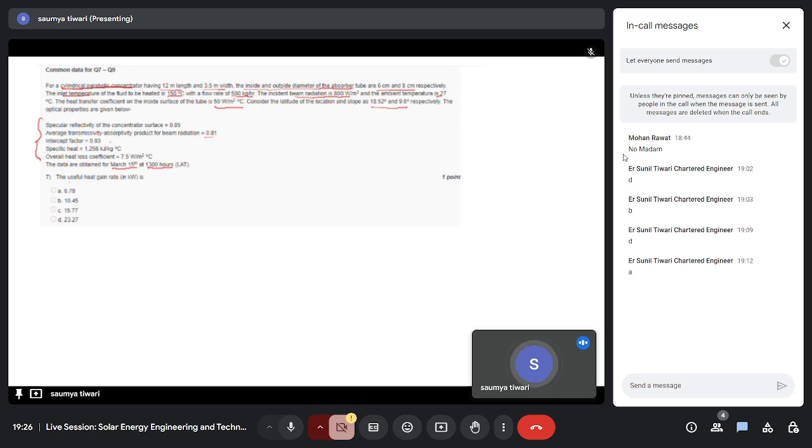Now, what will be the useful heat gain in kilowatt? That we have to calculate. And from there, we can also calculate what will be Q useful, the outlet temperature of the fluid, T F naught, and the instantaneous collection efficiency. These three things we need to find out. I'll give you a few minutes to solve this question and then I'll explain this question in detail.